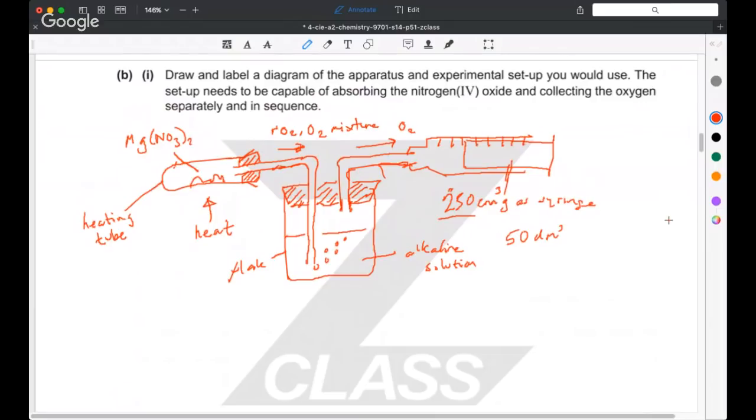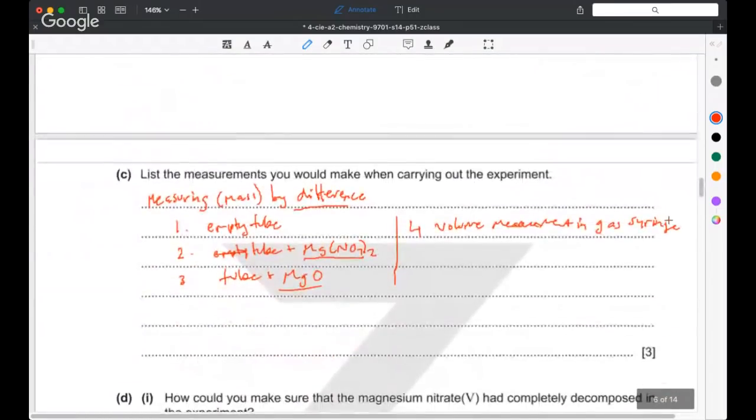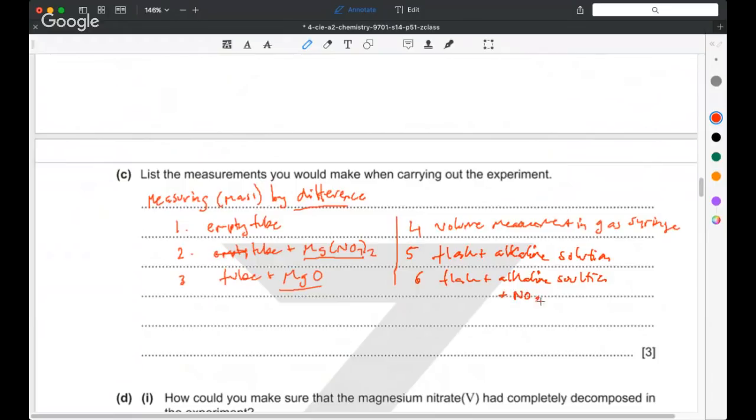All right? So you've got another difference to do, where you're going to do the flask plus alkaline solution on its own at the start of the experiment, and at the end you're going to have the flask plus the alkaline solution plus all the NO2 that has dissolved in it and reacted with it. And then to work out the mass of the nitrogen dioxide, the NO2, you just subtract 5 from 6. We're measuring a mass by difference.